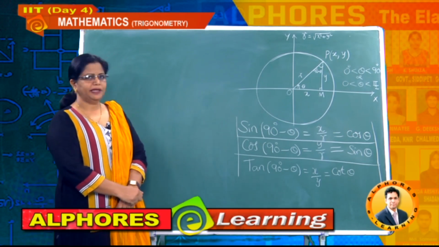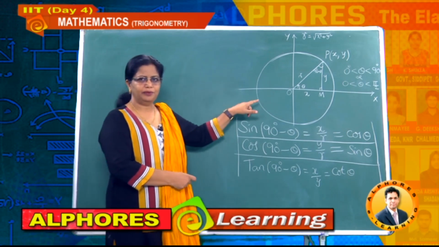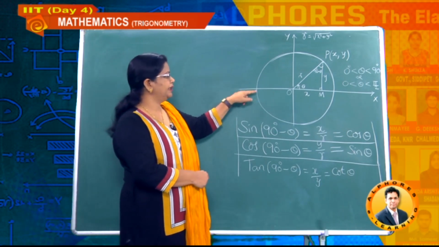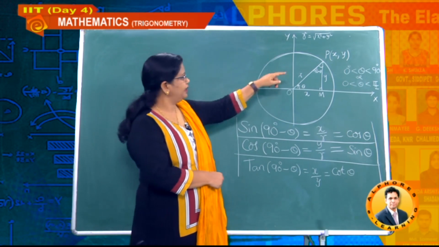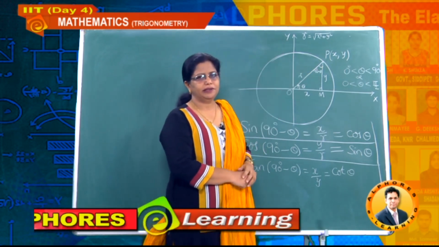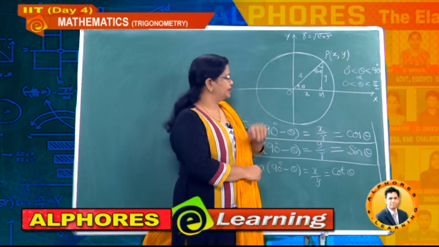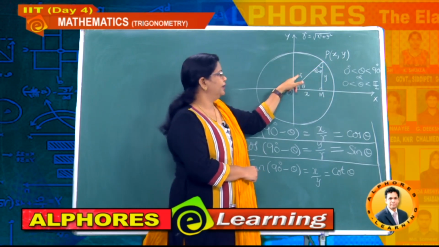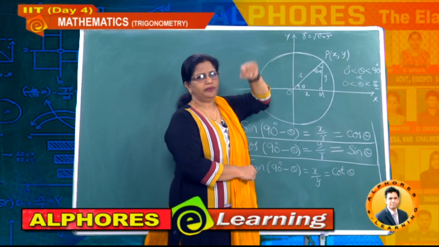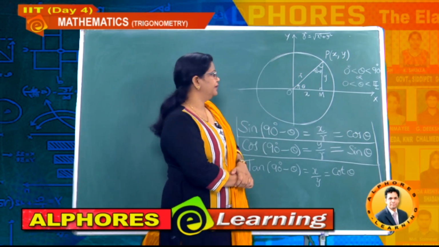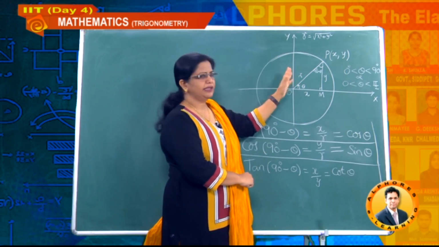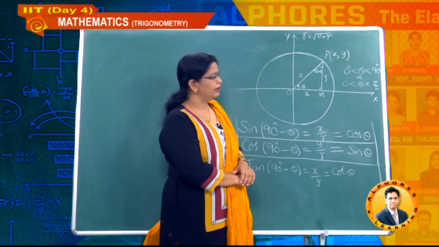Before going to allied angles, this diagram I think all of you know, and this one is a circle. I have taken a point P of x comma y on the circle, and now here drop a perpendicular from P onto x axis. So this is x, y, and this one is r, nothing but under root of x square plus y square. Then you know very well these are sin theta, cos theta, all we have done already.